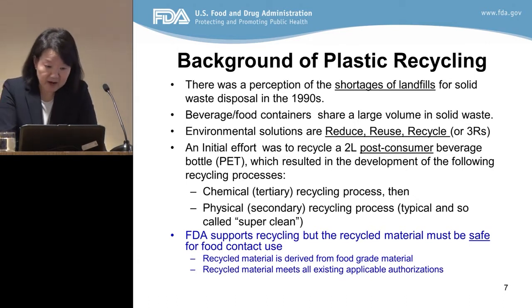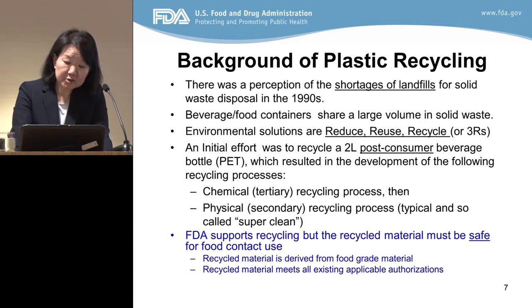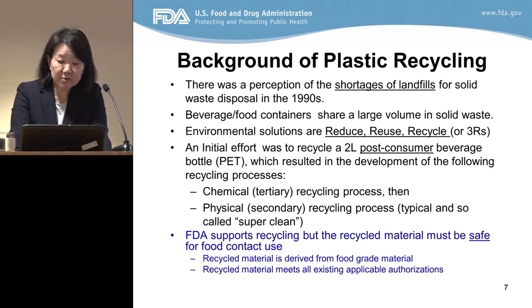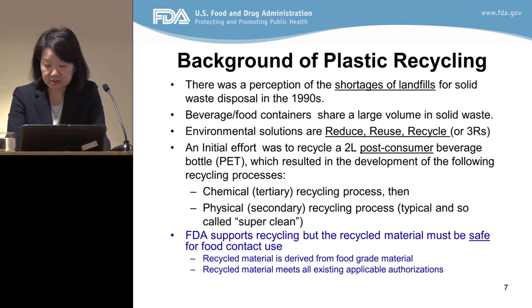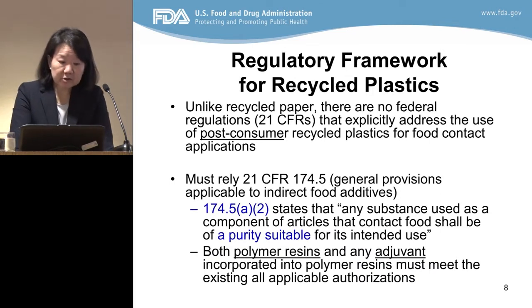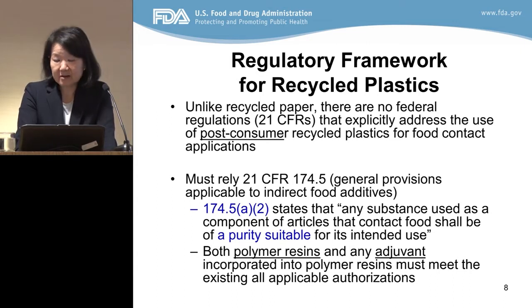And keep in mind that FDA supports recycling, but the recycled material must be safe for food contact use. What that means is the recycled material should be derived from food grade material, and the recycled material must meet all applicable authorizations. In terms of regulatory framework for recycled plastic, we have none, okay? Unlike recycled paper, where we have 21 CFR 176.260, for plastic we do not have an explicit regulation that addresses the use of post-consumer recycled plastic for food contact application.